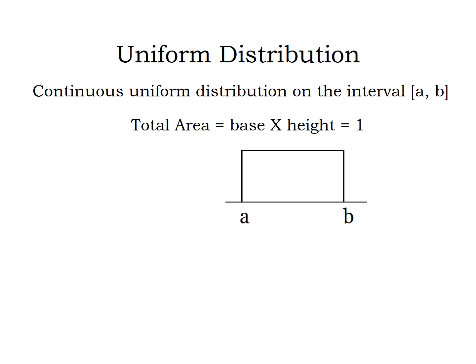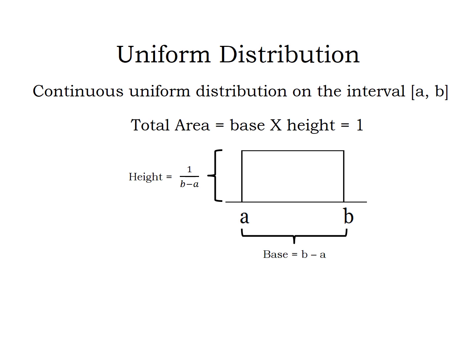Now, the total area under the curve, or in this case line, has to be 1. Since this particular graph forms a rectangle, we know that the area of the rectangle is base times height. So in order for this to be a legal probability density function, the total area under the curve, the base times the height, has to be 1. Now, we know that the base of this rectangle is the distance between point A and point B, which is just B minus A. Therefore, the height of the rectangle must be the reciprocal of B minus A.